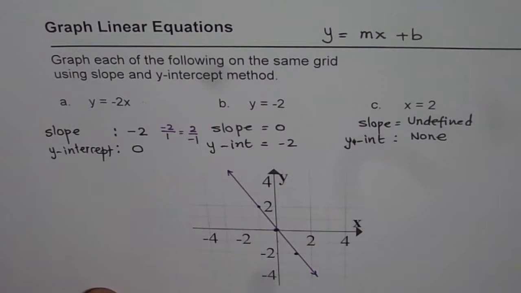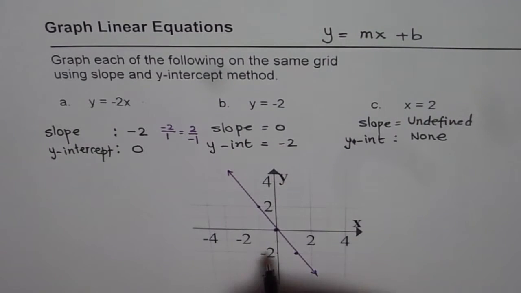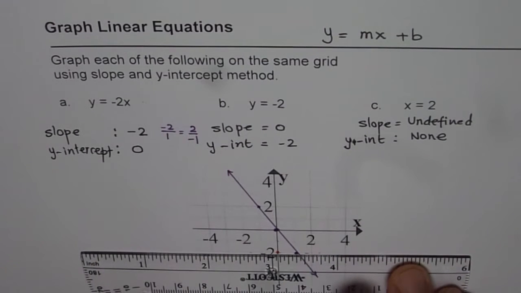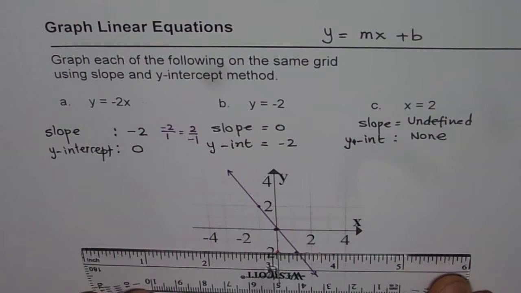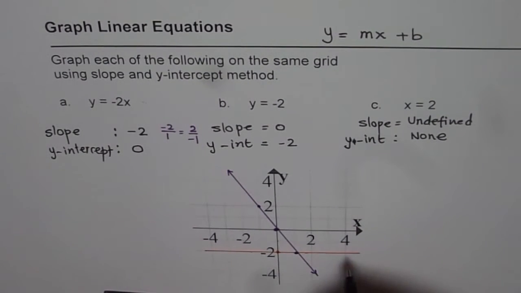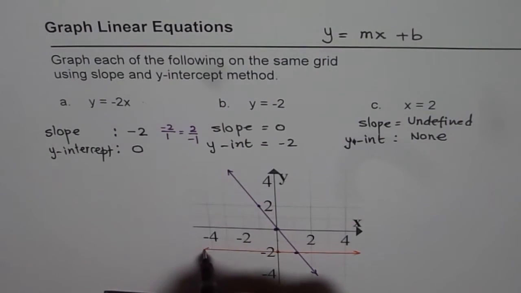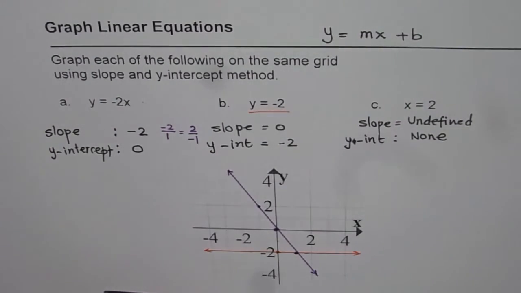The second line has a slope of 0 and y-intercept is minus 2. So let's locate minus 2, the y-intercept. Slope 0 means rise is 0, so run could be anything. So it is on the same line, right? So it's a horizontal line. So we can draw a horizontal line to represent y equals minus 2. So that becomes y equals minus 2 for us. So this is the orange line for us, correct?